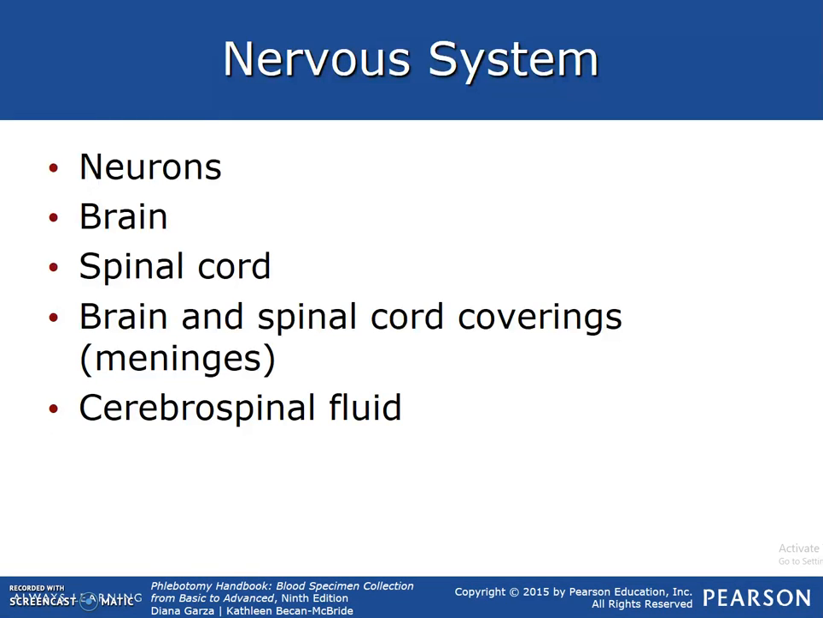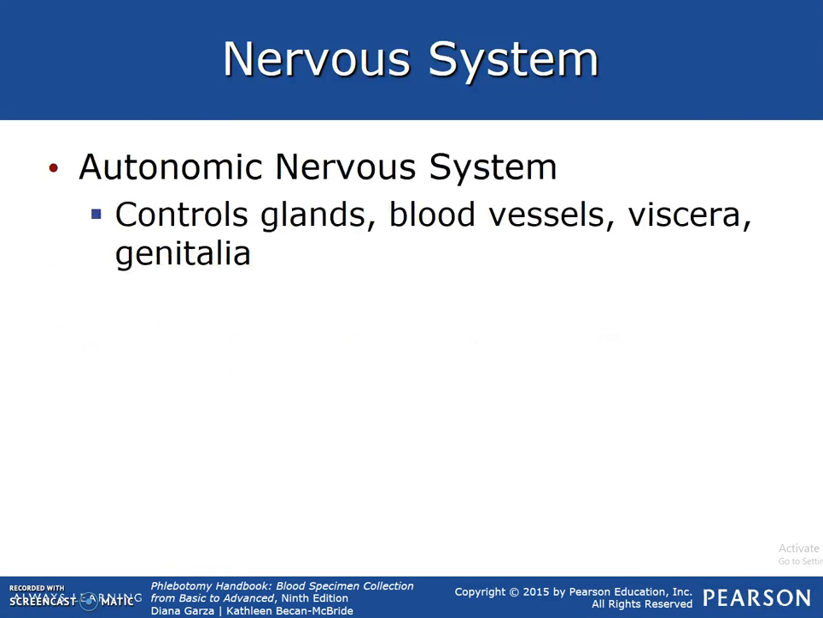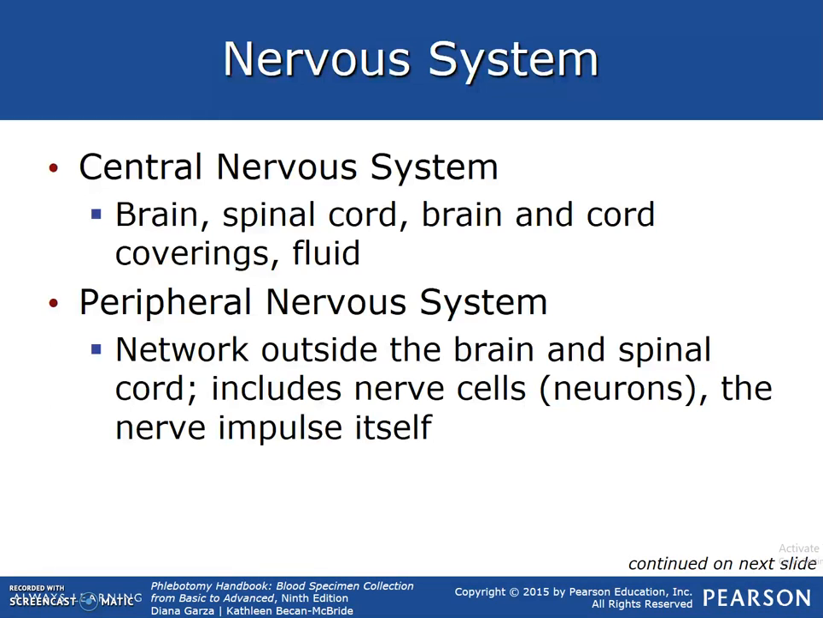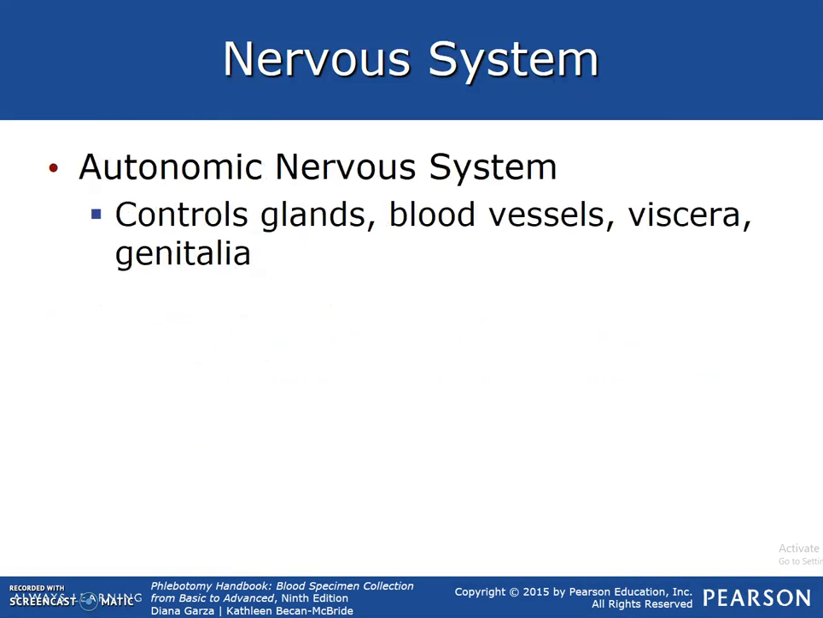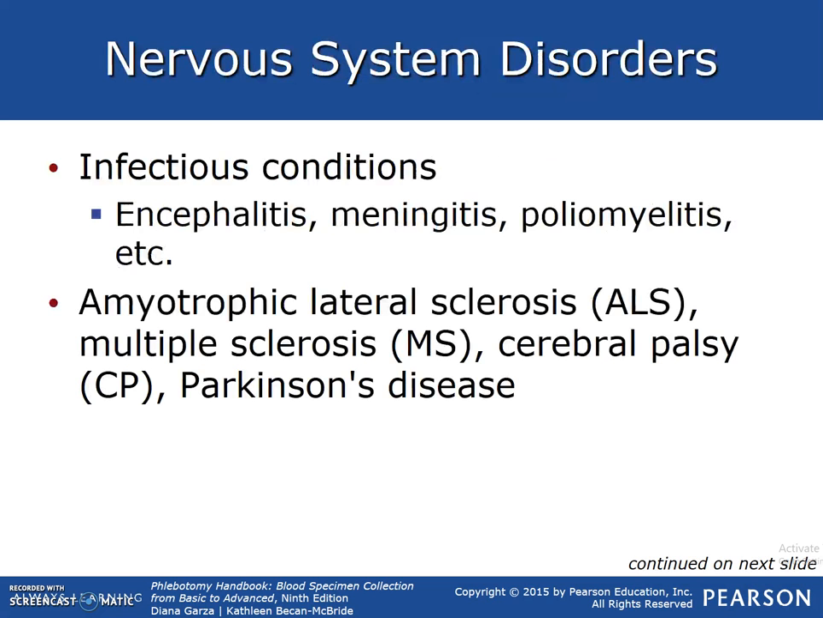Nervous system, so there's neurons, the brain, the spinal cord, the brain and spinal cord coverings, or the meninges, and cerebrospinal fluid. Central nervous system: the brain, spinal cord, and the brain and cord coverings and fluid. The peripheral nervous system is a network outside the brain and spinal cord, including nerve cells, neurons, and the nerve impulse itself. Autonomic nervous system controls glands, blood vessels, viscera, and genitalia.